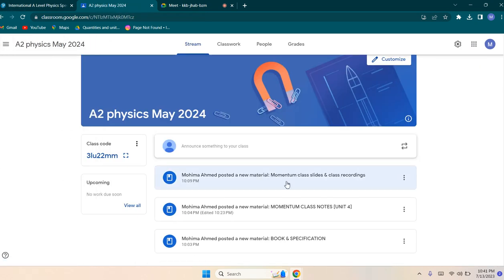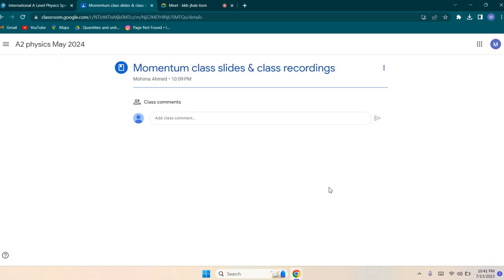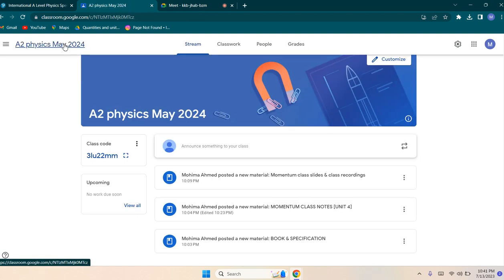This is our classroom. We have uploaded a few things. After today's class, we will upload today's class slides and class recordings in this folder. So for every topic, there will be two folders, one for the PDF notes and another for the class slides and class recordings. And another will be in an assignment format. I will be uploading a worksheet and you have to submit your worksheet in PDF format.